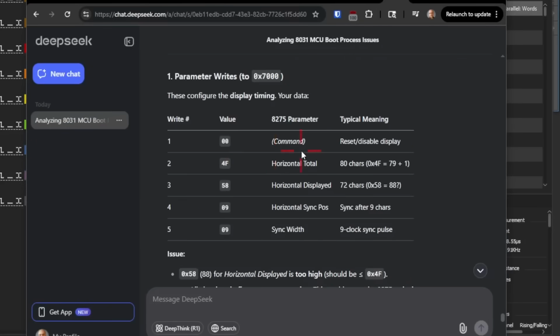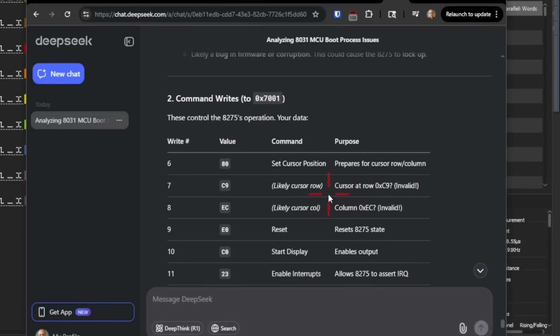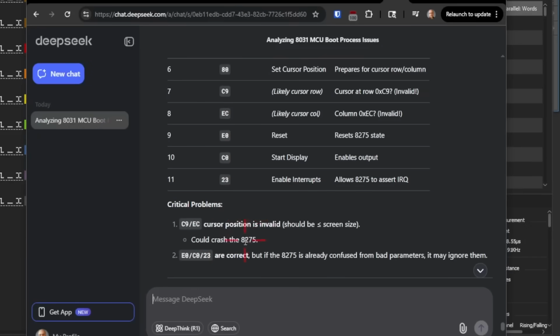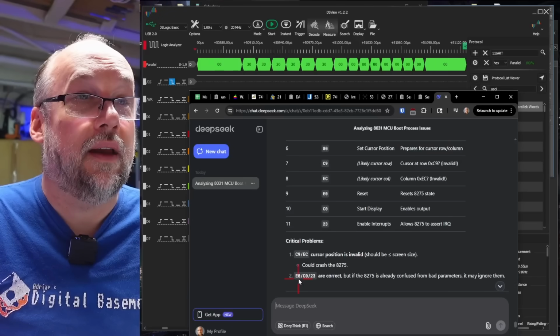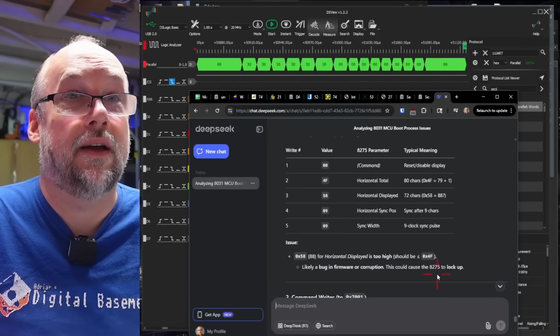I'm also not really seeing anything that sets up the vertical, which clearly needs to be set up. Start display allows the 8275 to assert the IRQ. Cursor position is invalid. 80 C0 23 are correct, but it's already confused from the bad parameters. It might ignore them.